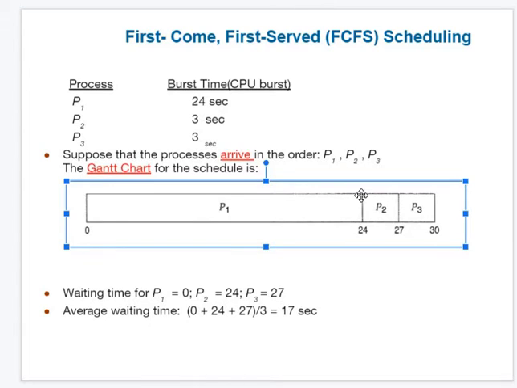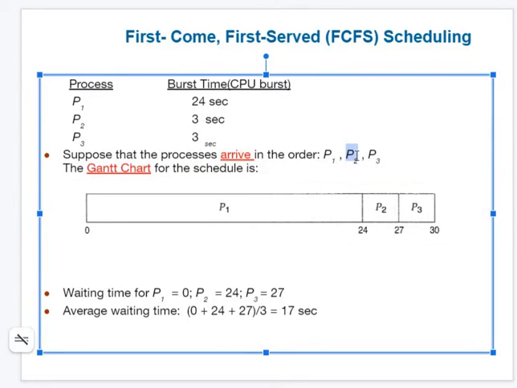Next, once I finish this, what is next? I have to check who is arriving second, who is after P1. After P1, we have P2. So I write P2 here immediately, but I don't know where to stop. The starting is fixed, that is 24. Where to stop it?